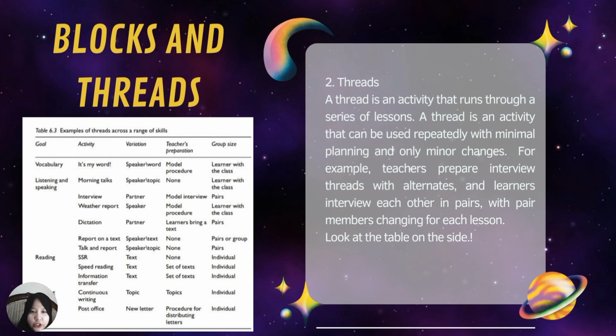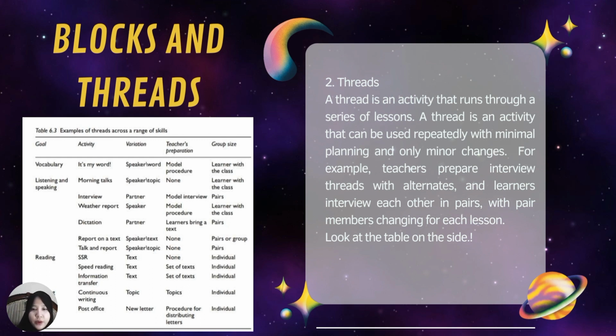For example, teachers prepare interview threads with alternates, and learners interview each other in pairs, with pair members changing for each lesson. Look at the table on the side. A little explanation of the order in the table. Namely, the first column explains the purpose of the activity. The second column gives the name of the activity.